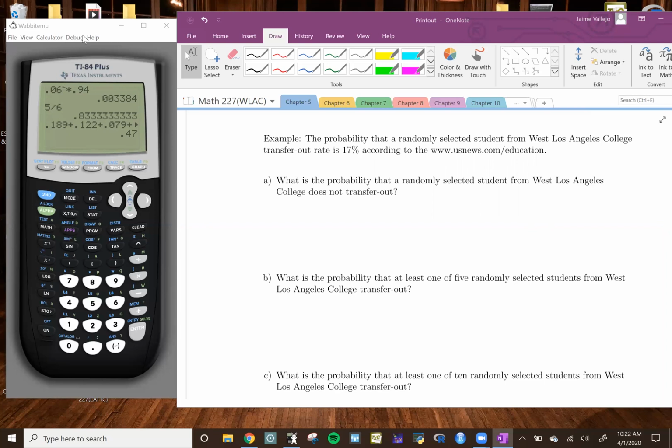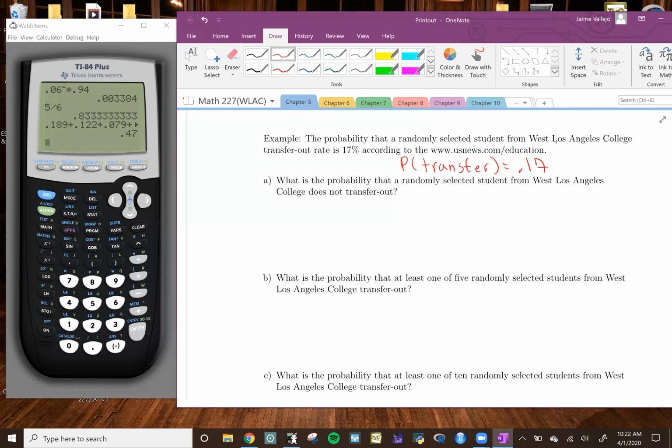Does not transfer out. According to usnews.com/education, we know the probability somebody transfers out is 0.17. Everybody good so far with that one?